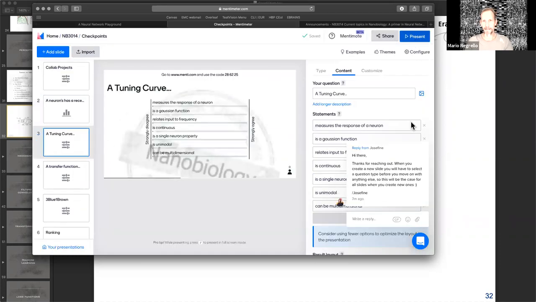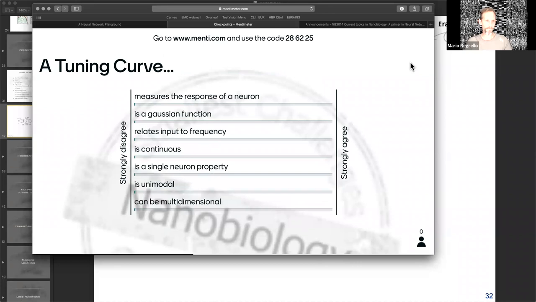Then here, tuning curves. Would you kindly then do this one?